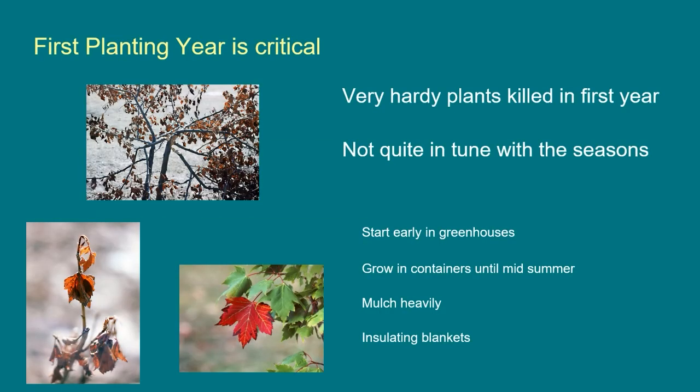This seasonal alignment is especially critical for plants in their first year in Alaska. Even plants known to be hardy in Alaska can be killed in their first year because their seasonal cycle doesn't quite fit with nature. People often try plenty of things like starting growth early in a greenhouse, mulching heavily, or using lots of protection at the beginning of winter. Sometimes it works, sometimes it doesn't.